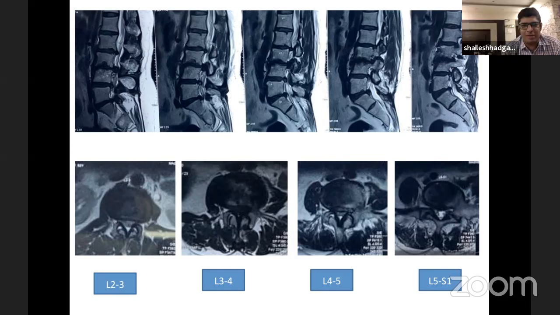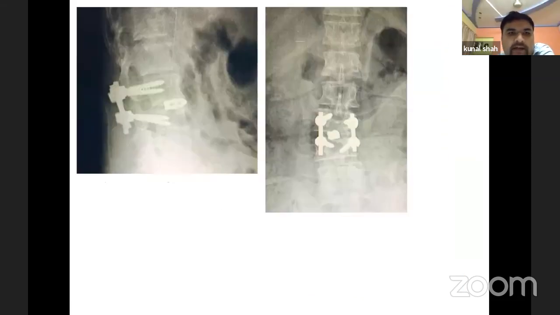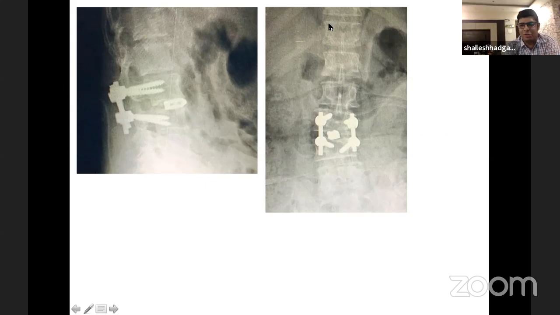Yes, Kunal, quick now because we are running short of time. So I did a single level fusion and L4-5 decompression. Yeah, great. Yes, next, please. I would like to thank Kunal for a very good job.